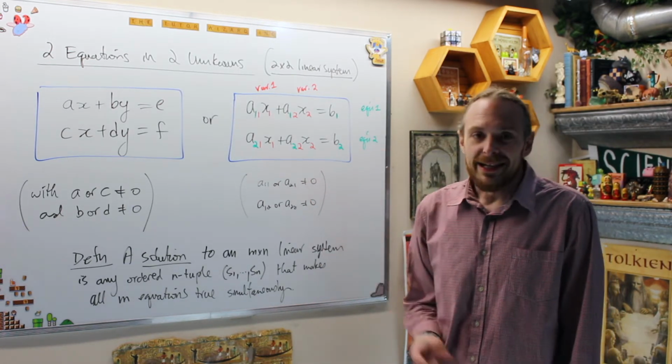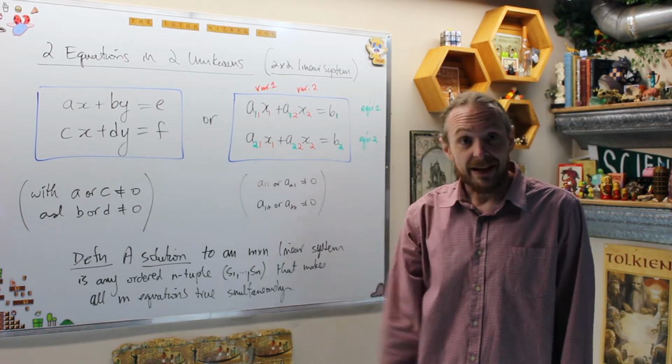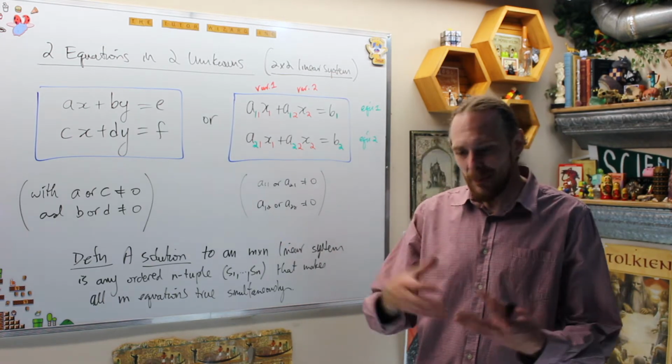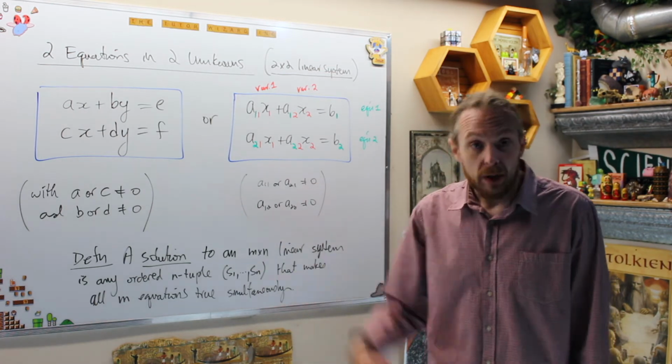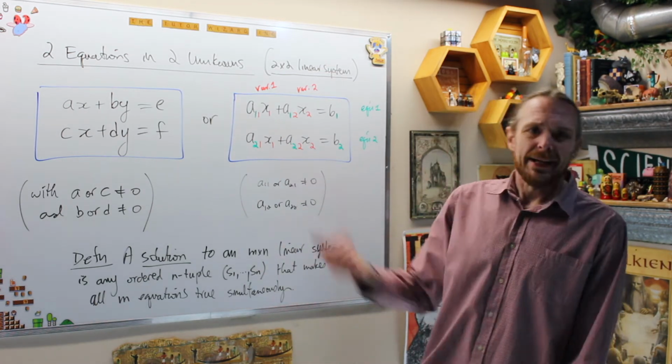However, there are always 3 cases: one solution, no solution, or infinitely many. We want to find a systematic way of finding which one it is, and how we can find all of the solutions to these systems.